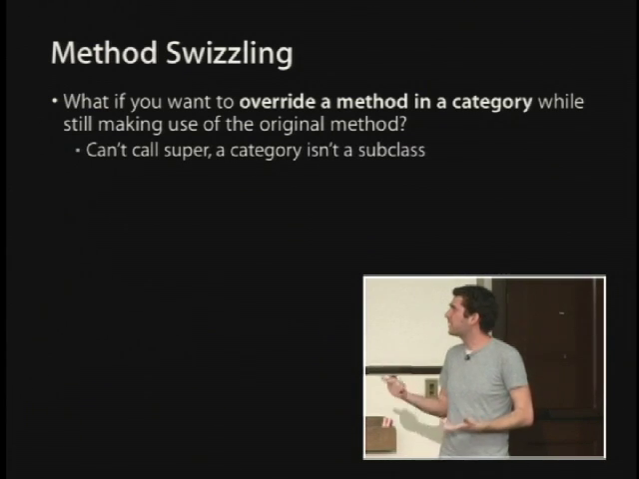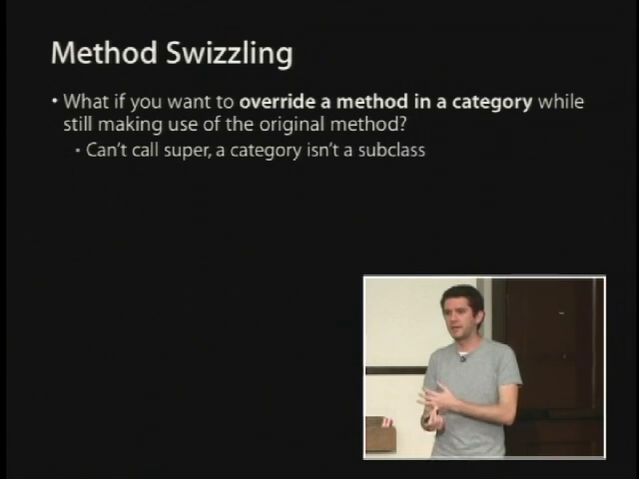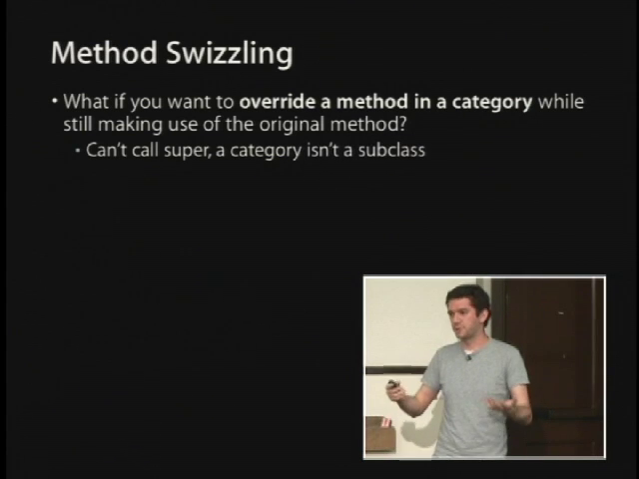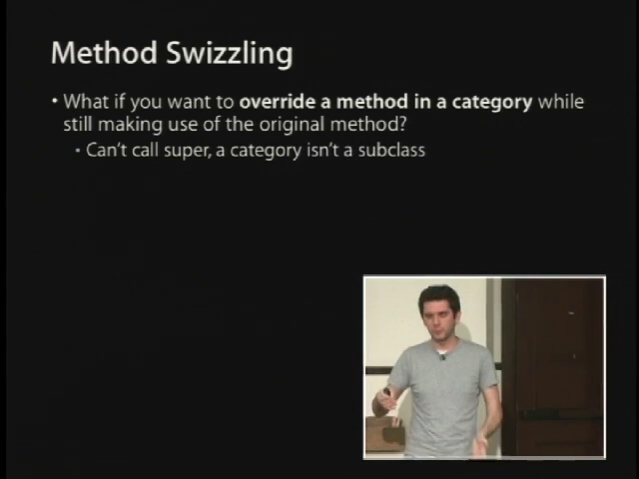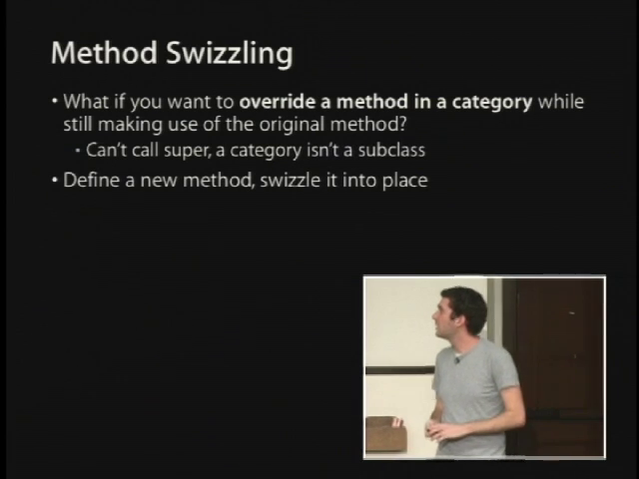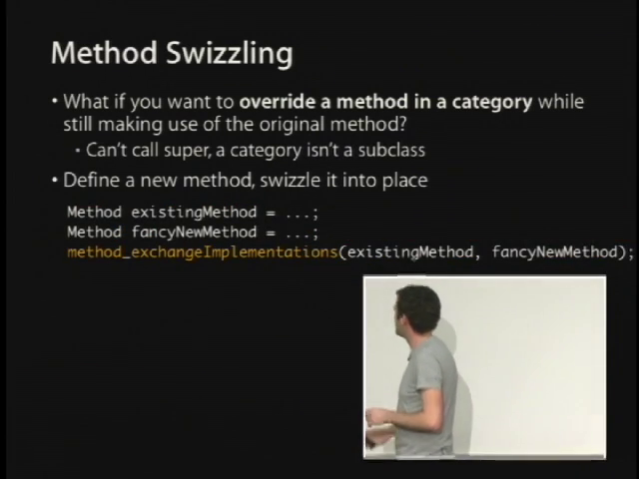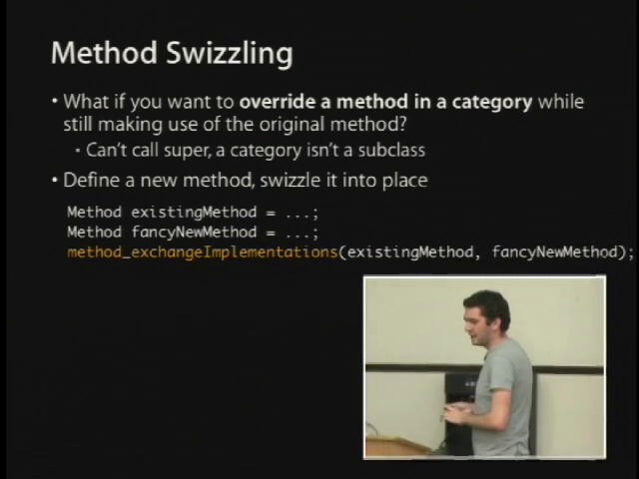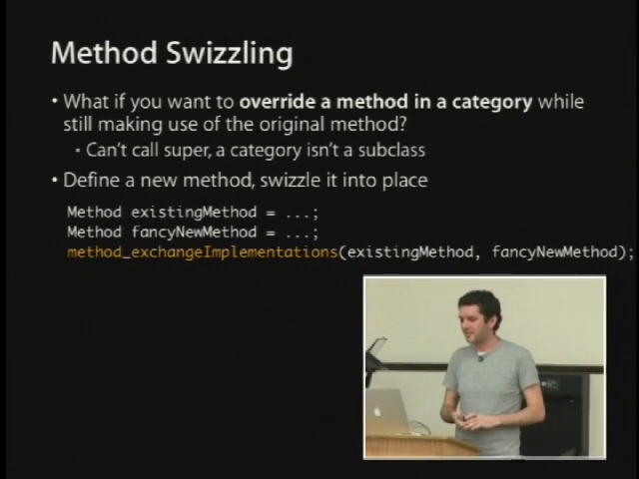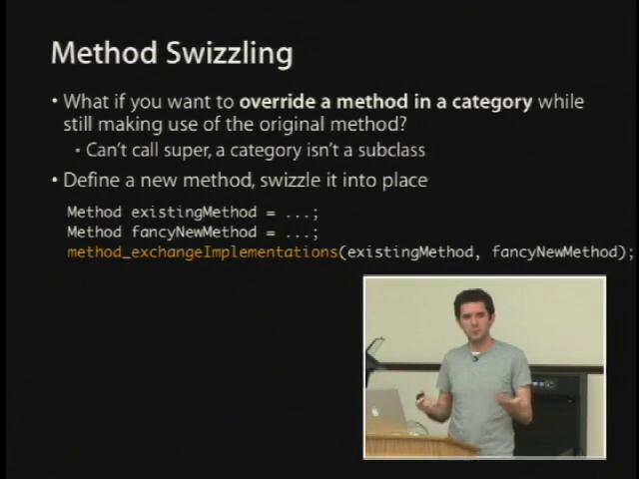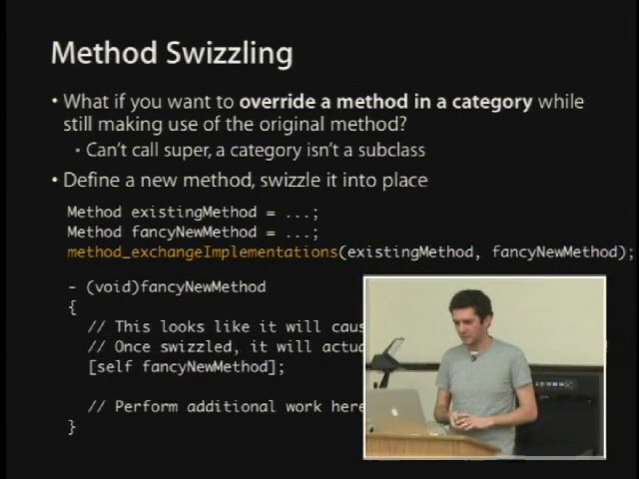So yeah, you can't call super because a category isn't a subclass. A category is an extension to an existing class. So the superclass would be whatever its superclass actually was. It wouldn't call the method that you were replacing. So you might want to define this new method and swizzle it into place. Basically, you would call method_exchangeImplementations on the two methods that you're interested in replacing.